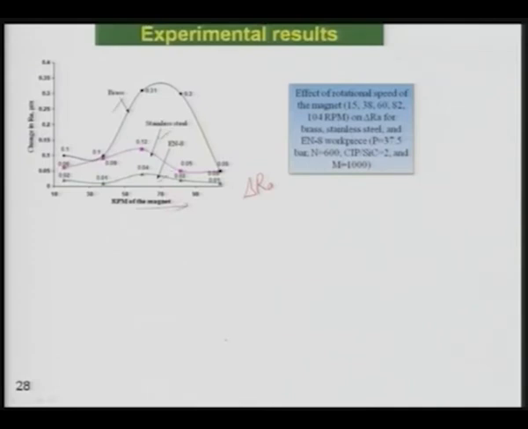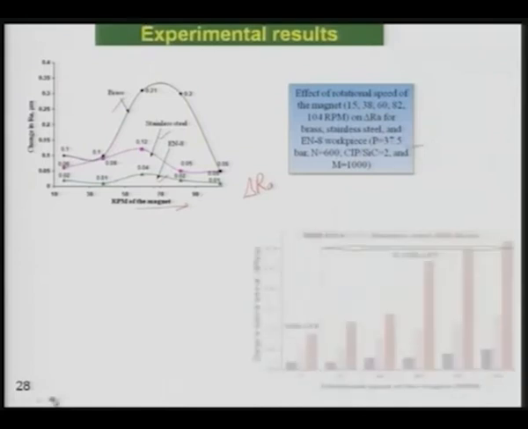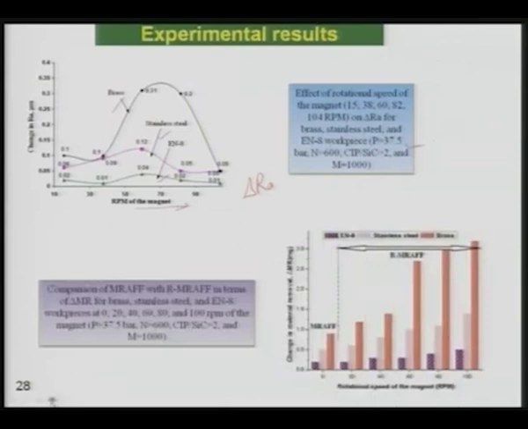Two of them are non-magnetic, one of them is magnetic, that is the EN8 steel, and you can see some details are given here: the effect of rotational speed of the magnet, and it was varied like this, on delta Ra of brass, stainless steel and EN8 workpiece surface. Other conditions are given there. One thing you can see here is that in almost all three cases there is some RPM where you get the maximum change in Ra value, beyond which it starts decreasing.